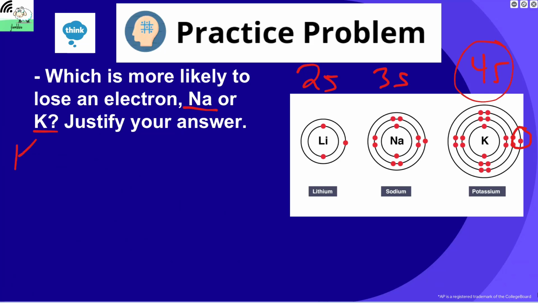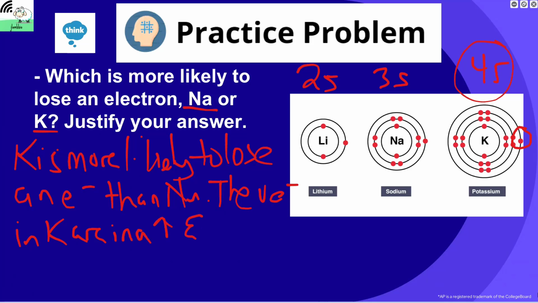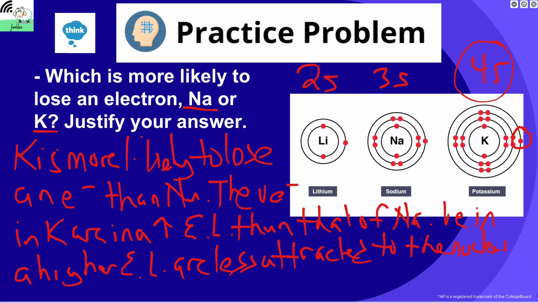So I would say that K is more likely to lose an electron than sodium. The valence electrons, and I'm abbreviating for just the sake of the video, so I apologize if it's a little hard to understand, but the valence electrons in K are in a higher energy level than that of Na. Valence electrons in a higher energy level are less attracted to the nucleus and are easier to remove.